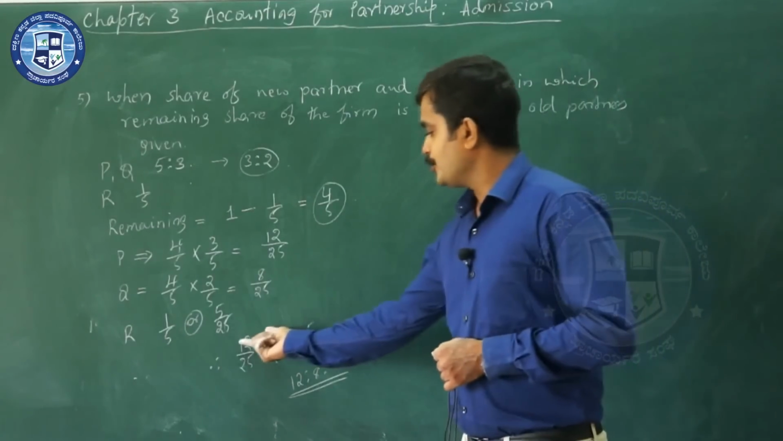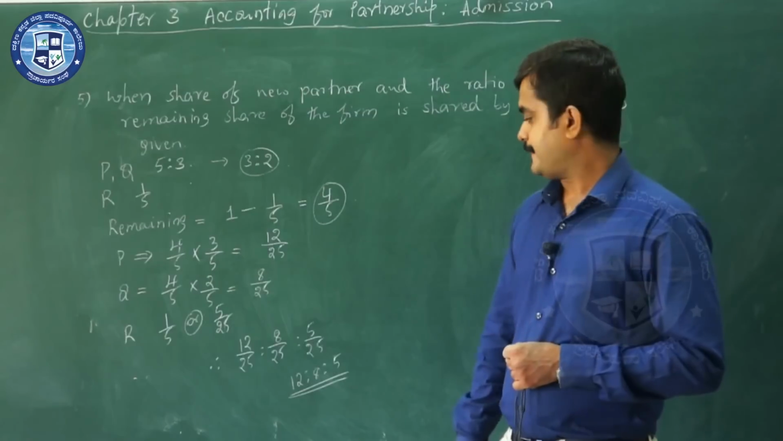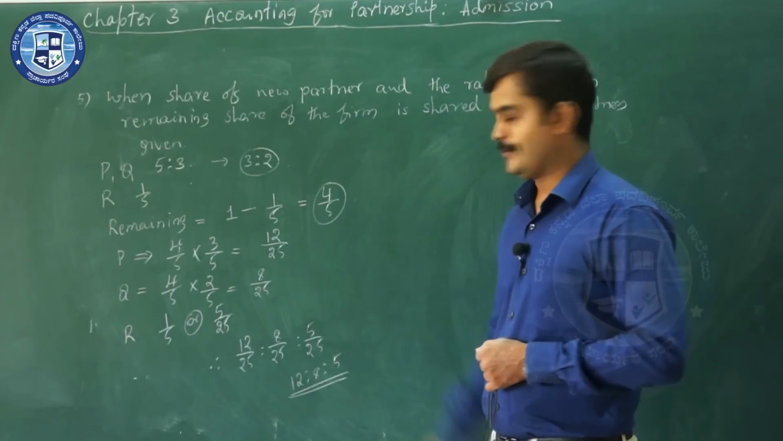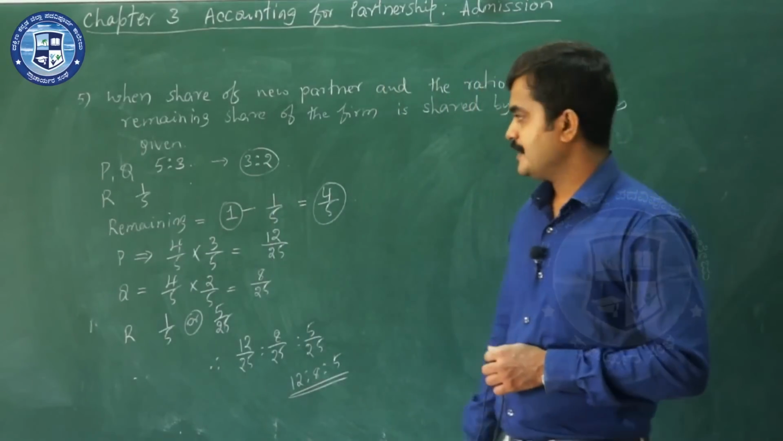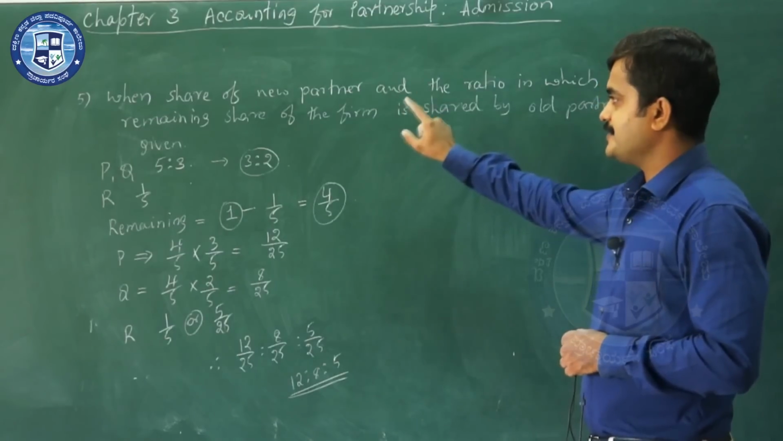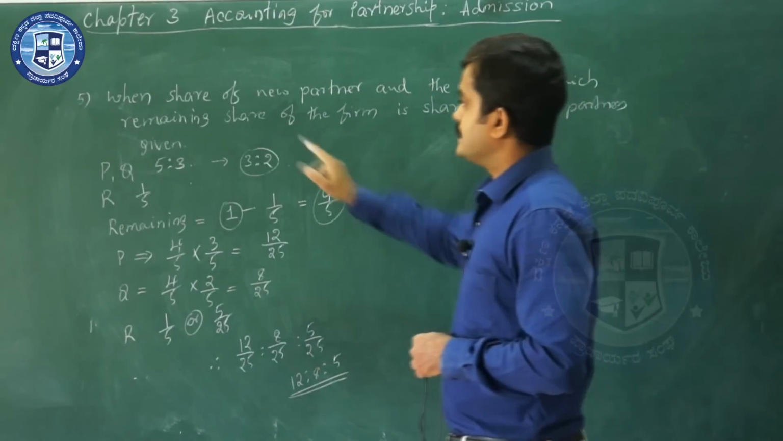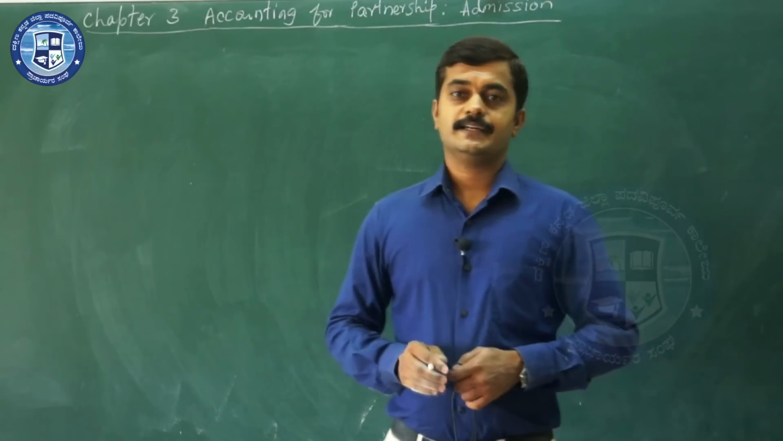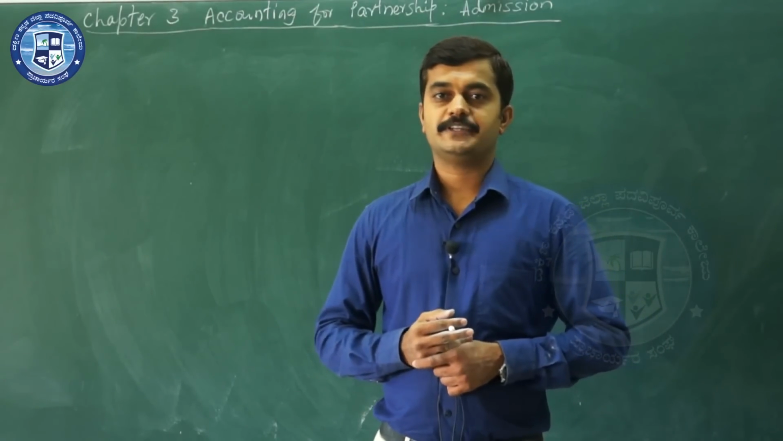If we add up all numerators, the sum should be equal to the denominator. 12 plus 8, 20, plus 5, 25. So 25 divided by 25, we get total share as 1. So this is how new share is calculated when the problem states the new partner's share, the old ratio of old partners, and the ratio in which the remaining share is shared by old partners. So these are the various 5 situations in which we will be calculating the new profit sharing ratio.